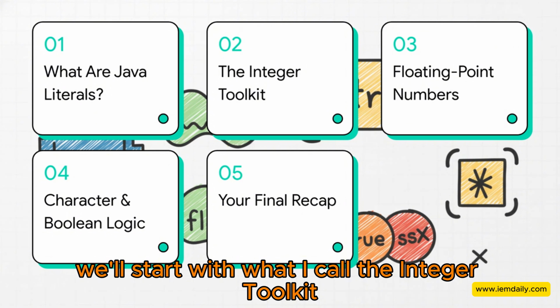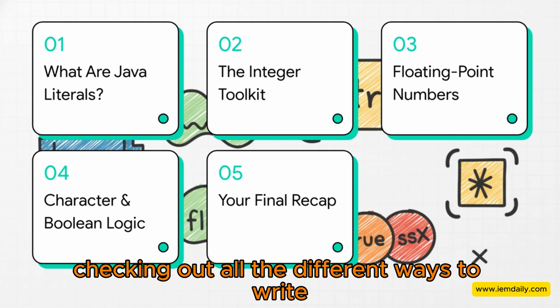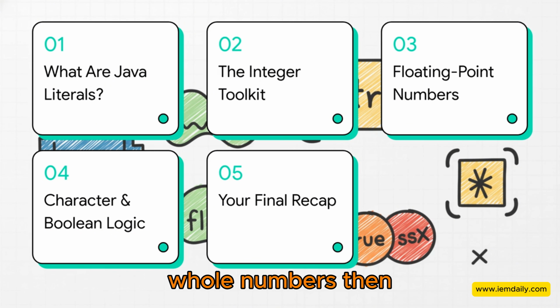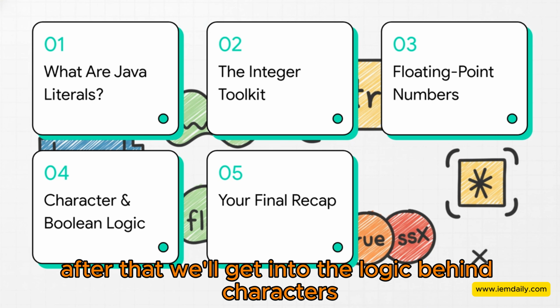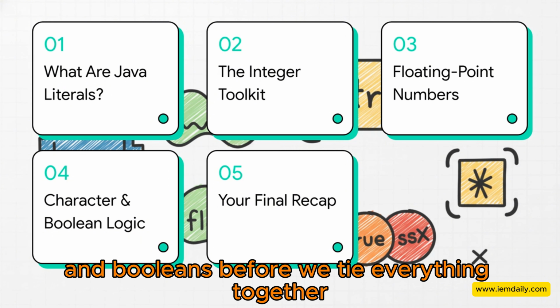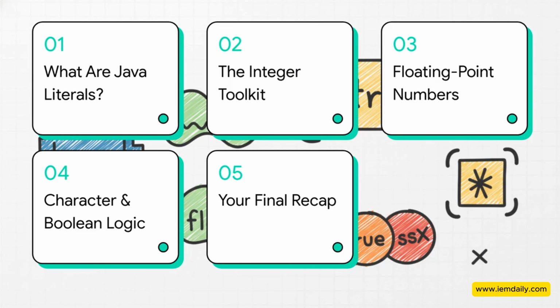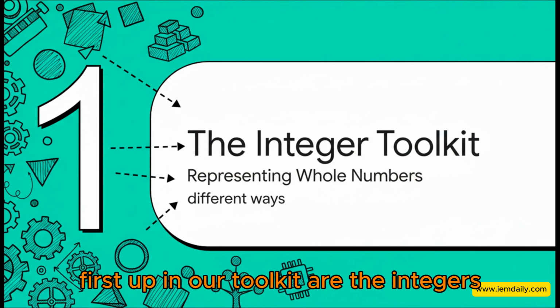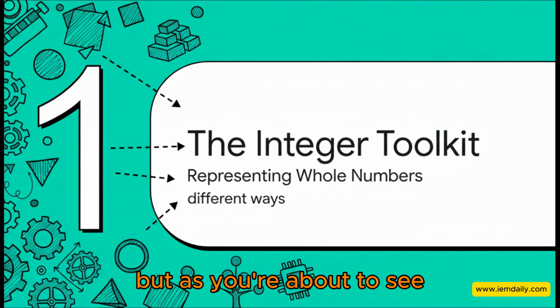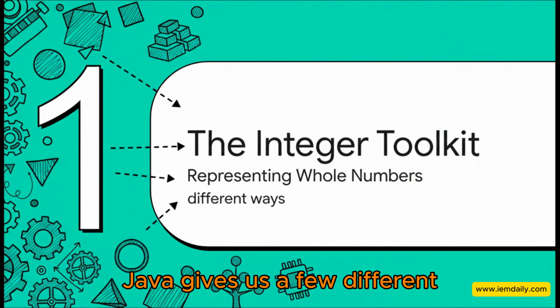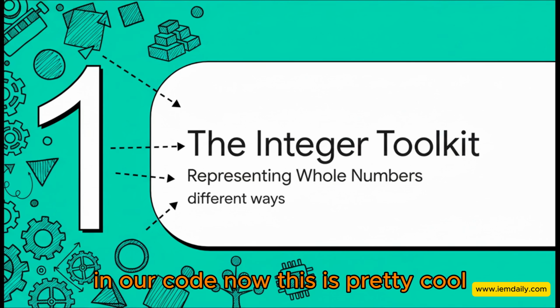We'll start with what I call the Integer Toolkit, checking out all the different ways to write whole numbers. Then we'll jump over to floating point numbers for decimals. After that, we'll get into the logic behind characters and booleans before we tie everything together with a quick final recap. First up in our toolkit are the integers. Now, these are your basic, everyday whole numbers, but as you're about to see, Java gives us a few different and really useful ways to write them down in our code.